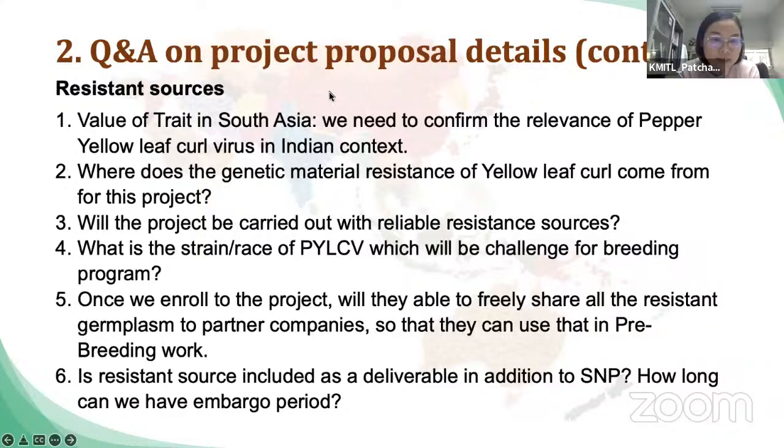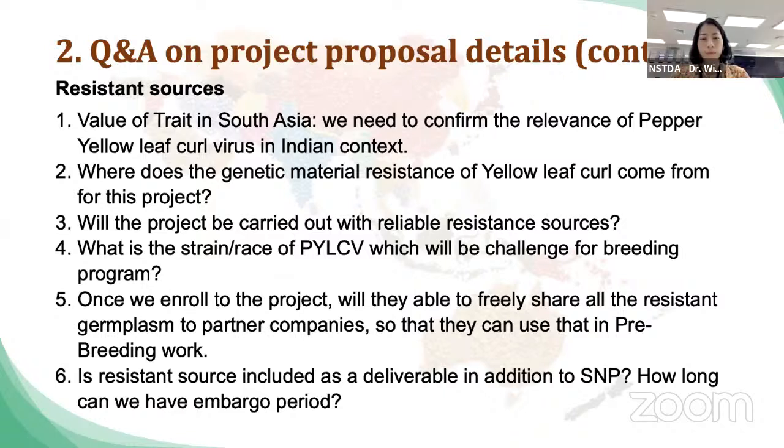Number 4, the strain or race. For these projects, we use the PepYLCV isolate. And if a company wants to use an Indonesian isolate, we will add this for screening too. And number 5, okay, we can share the F2 populations.